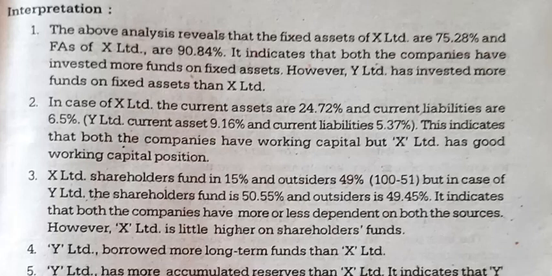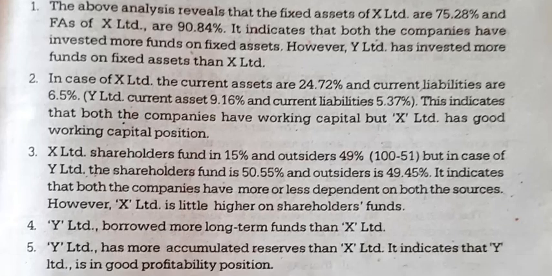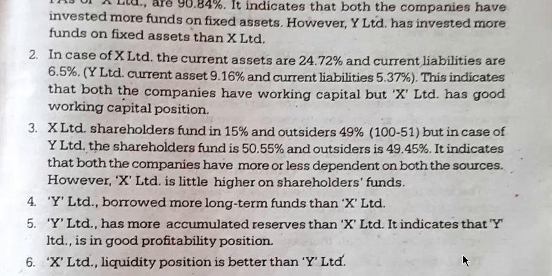Y Limited borrowed more long-term loans than X Limited. Then their reserves are good. Always when you compare profitability, you have to compare the reserves. When the reserves are good, then the profitability condition is good. So the reserves are good, so the condition is good. X Limited's liquidity position is better than Y Limited's.